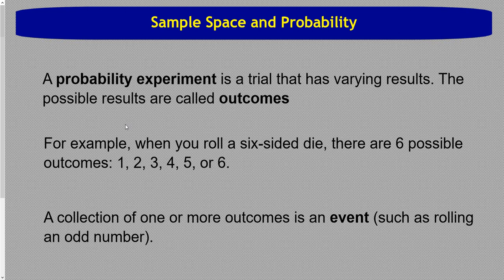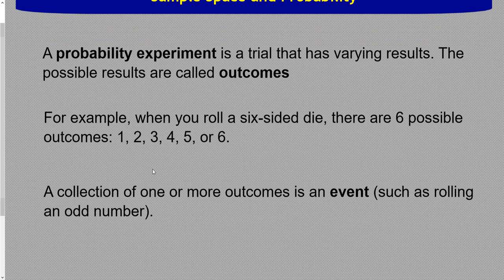So for example, the trial might be flipping a coin. The outcomes would be heads or tails. Or the experiment could be called flipping a coin, right? So for example, when you roll a six-sided die, there are six possible outcomes: 1, 2, 3, 4, 5, or 6. As long as it's a standard six-sided die, you're not going to get a 2.7. It's impossible. It is not a possible outcome.